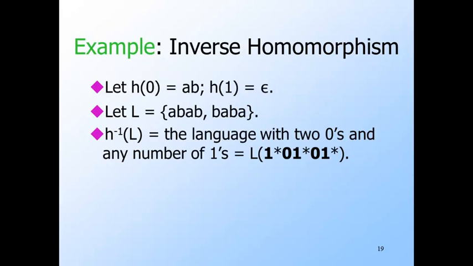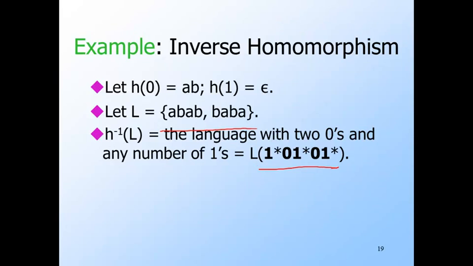Here's an example. Let H be the homomorphism of our running example. L is the language with two strings, ABAB and BABA. That's that right there. Then H inverse of L is the language of strings that have two zeros and any number of ones interspersed. Here's a regular expression for this language.